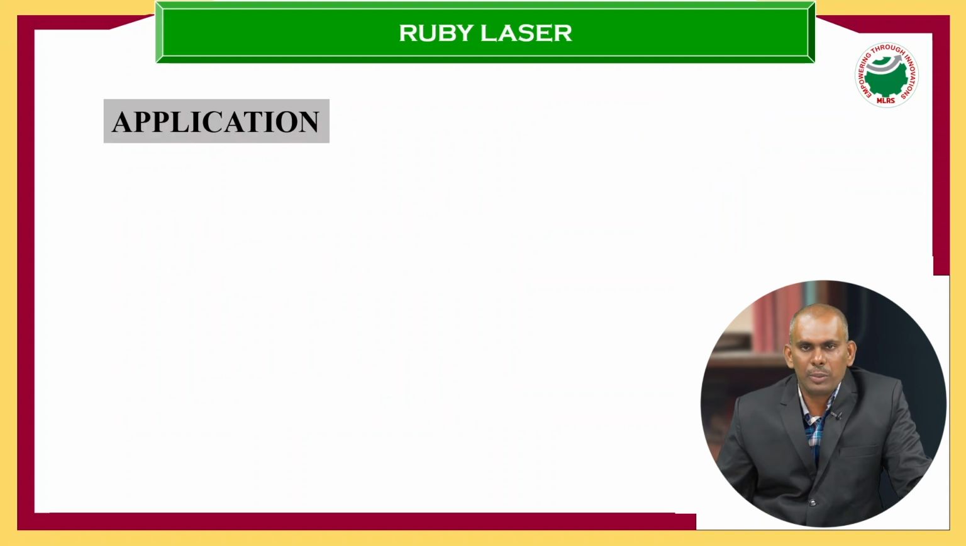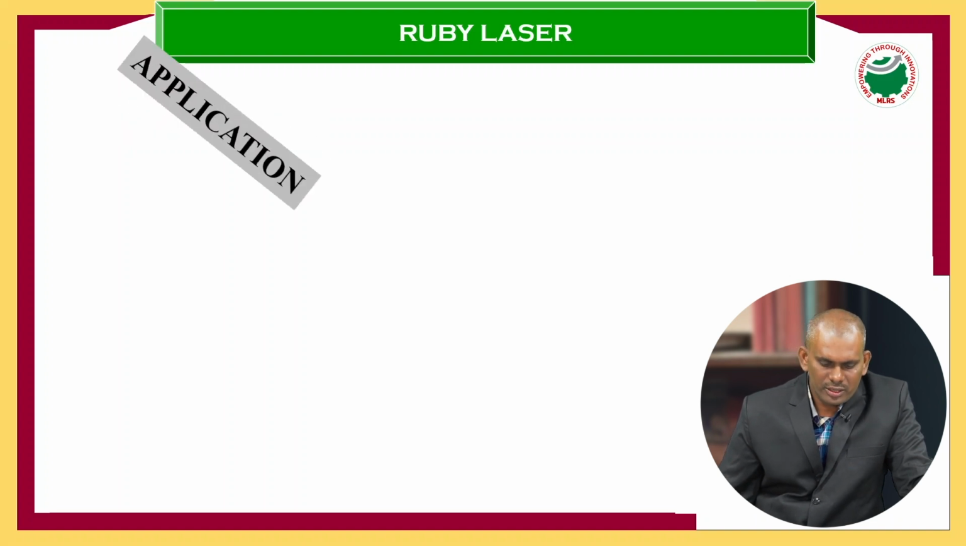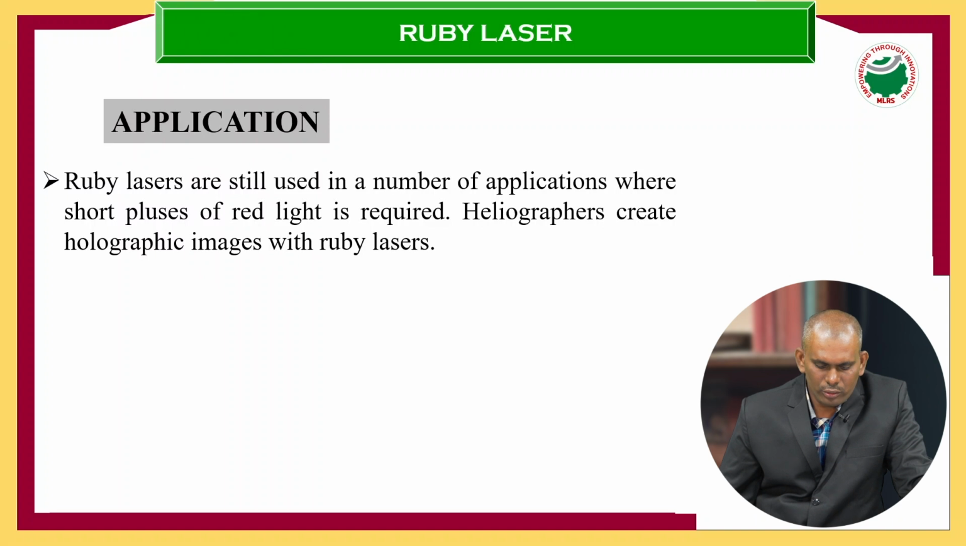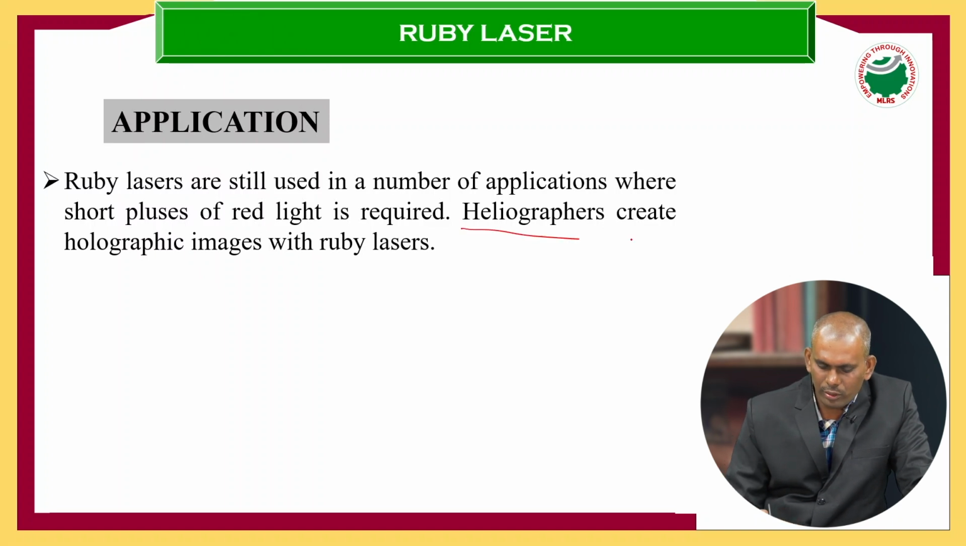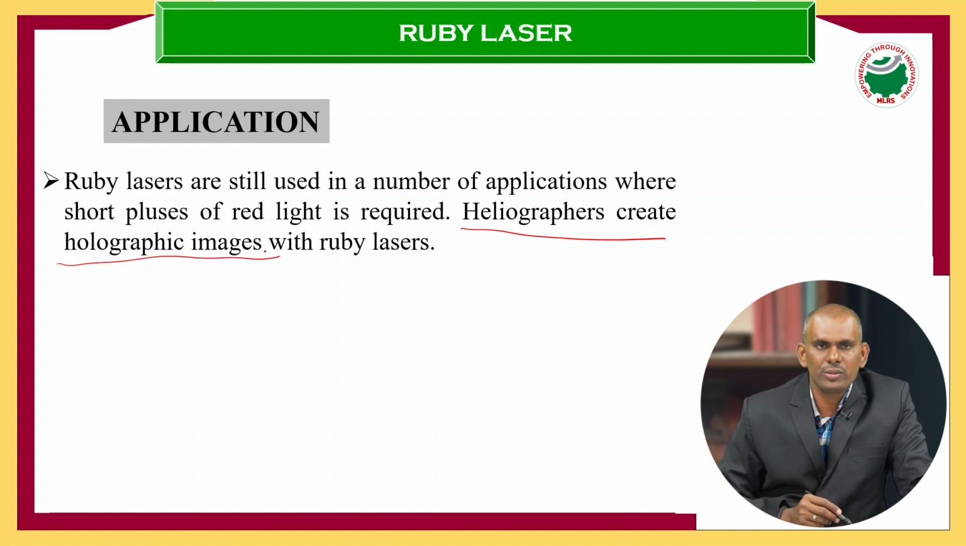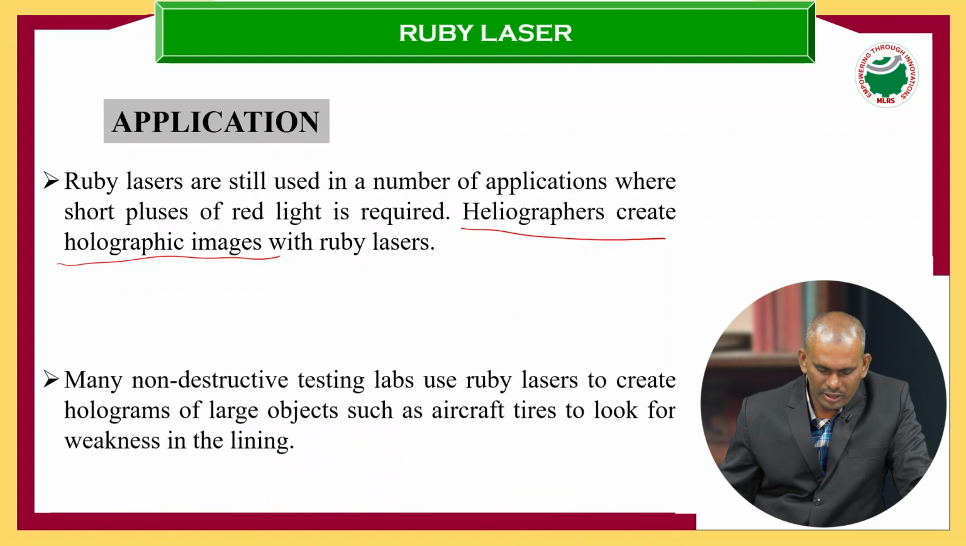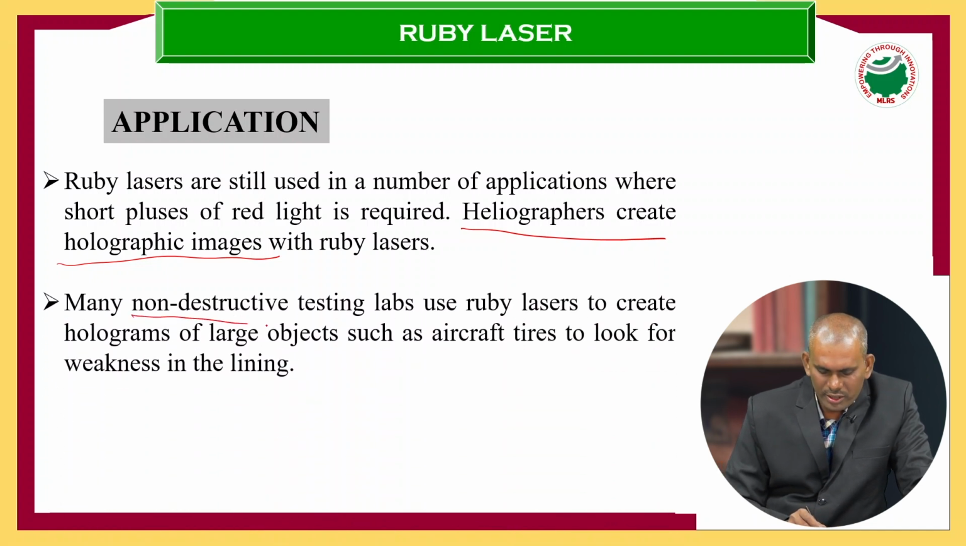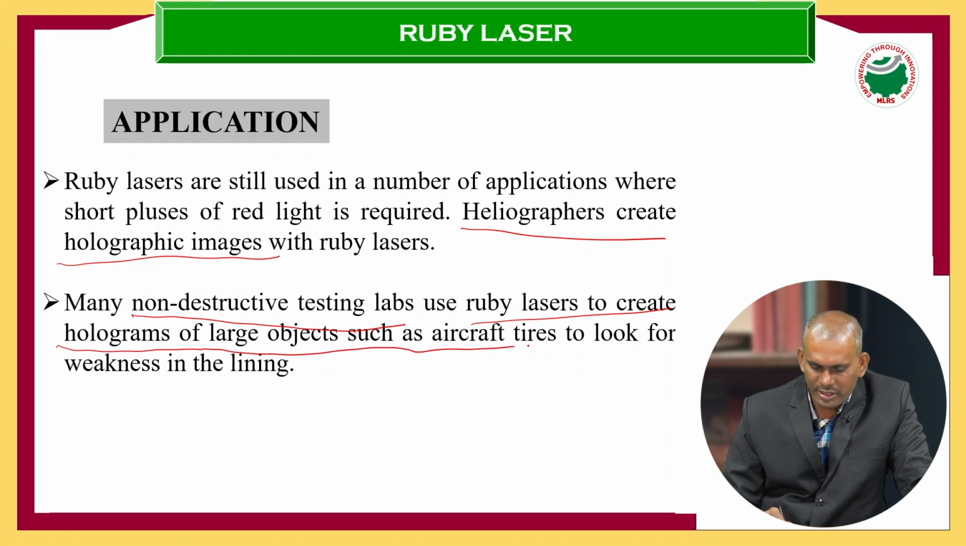Now next, coming to the applications, where we can use the ruby laser. The first application is in holography. To create holographic images, we can use ruby laser systems. Next, in non-destructive testing labs, ruby lasers are used to create holograms of large objects such as aircraft tires. So such large images also we can construct by using the ruby laser system. This is also a hologram application.